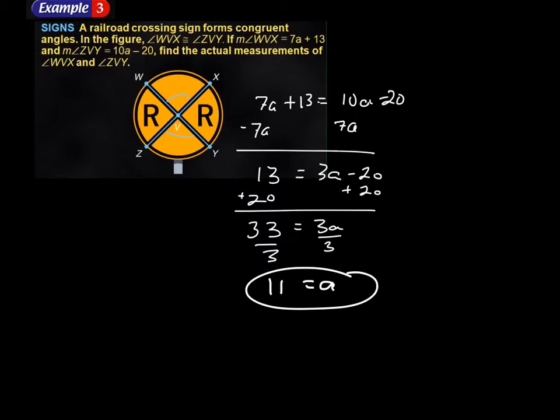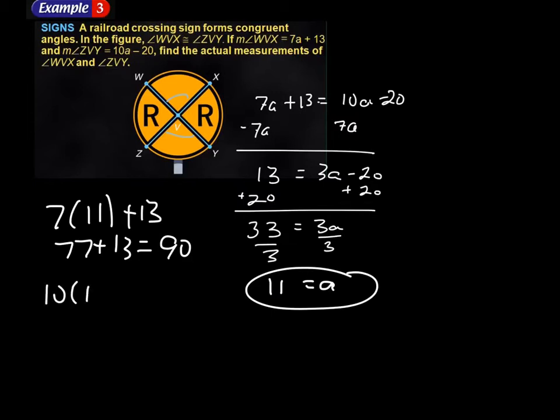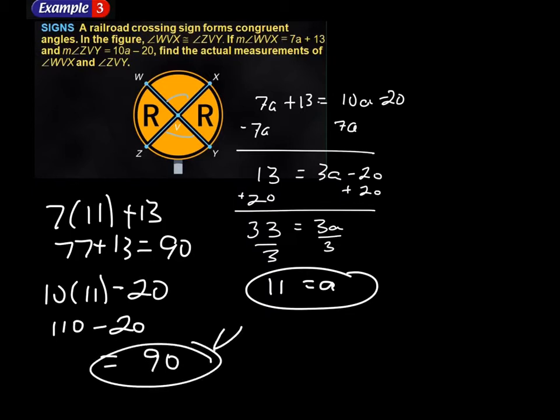So we need to substitute back in 7 times 11 plus 13. So 77 plus 13 would be 90. Oh, that's a right angle. Just to double check, I'm going to substitute into the other expression as well. So 10 times 11 minus 20. And wouldn't you know, 110 minus 20 is also 90. That's a nice little check step for us. So that's actually our final answer. They are both 90.